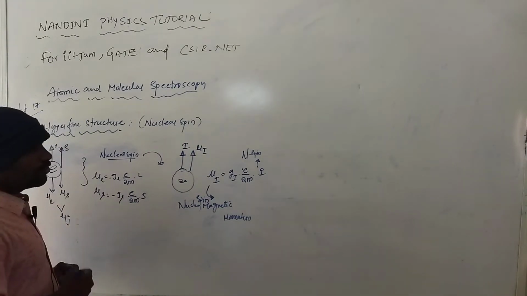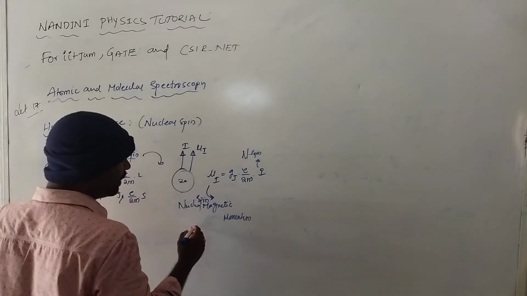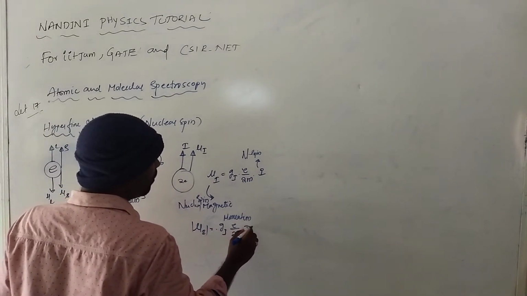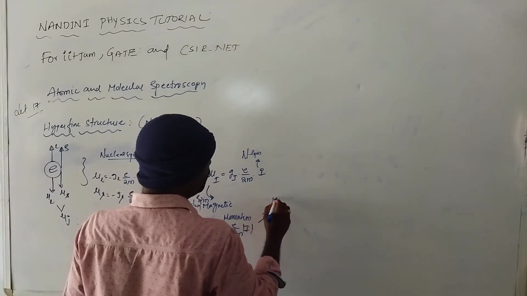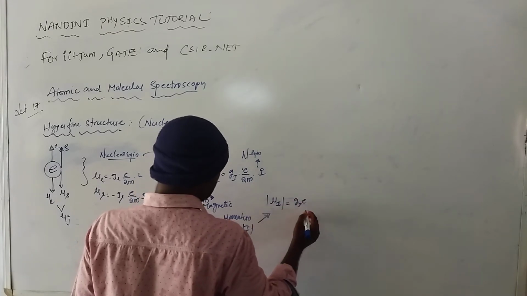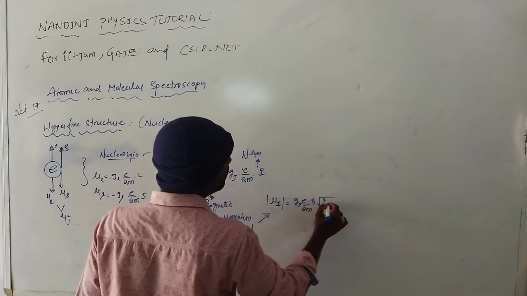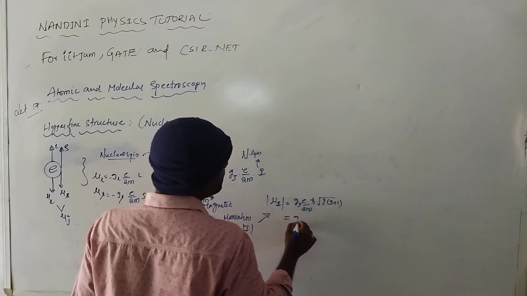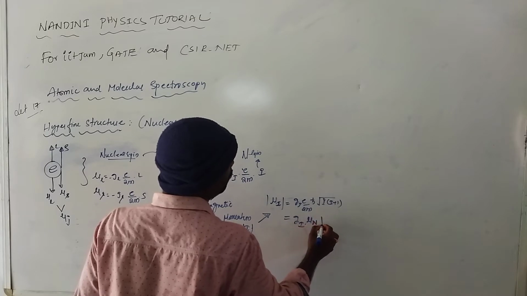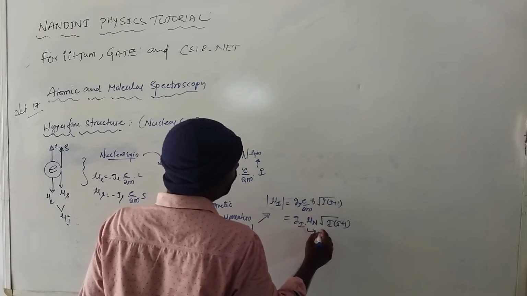Now if you take the expectation value of this spin magnetic moment, mod mu I is equal to g_I e by 2m into mod I. The expectation value of I is root over I into I plus 1, times h cross. So you write this as g_I into e h cross by 2m, and e h cross by 2m is nothing but mu n, the nuclear magneton, into root over I into I plus 1.